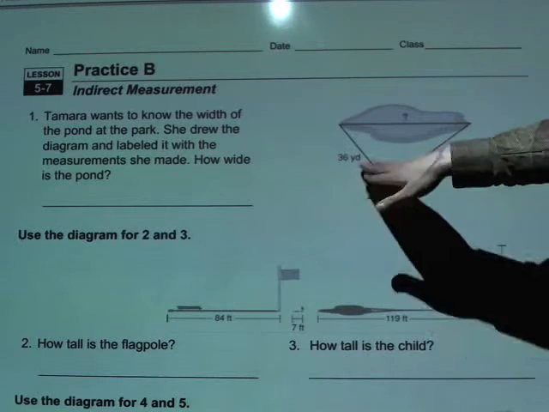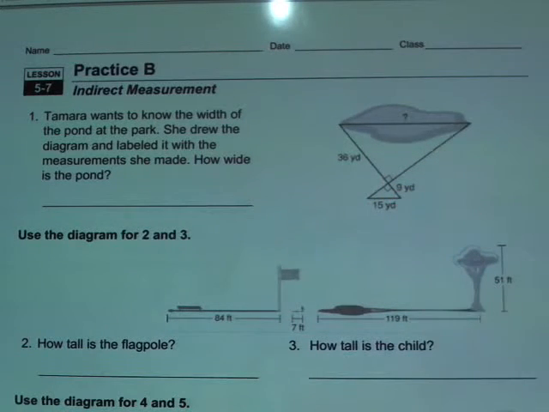So if you need to redraw this bottom triangle so it's drawn the same way as the big guy up top, well, if I redraw this guy, that means that side that measures 15 is going to be up at the top, and the side that measures 9 is going to be at the side.